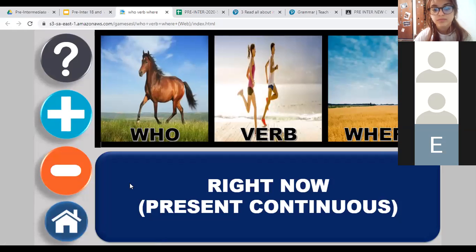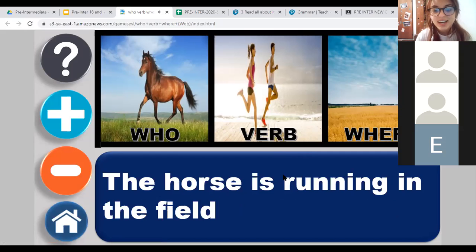A horse is running. The horse was running. No, present continuous. A horse is running in the field.